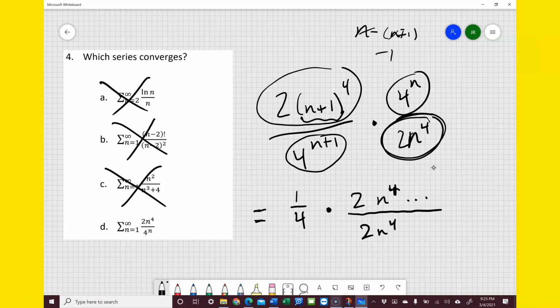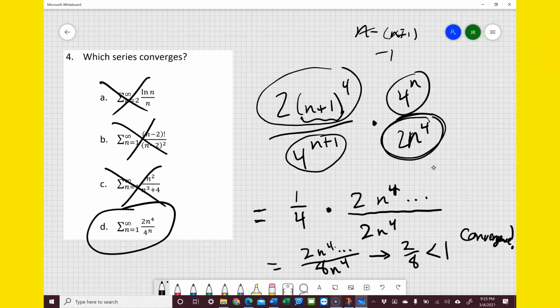Now, that 1/4 is going to play a major role, because if I multiply the 1/4 by this thing, it's just 2n to the 4th, blah, blah, blah, over 8n to the 4th. And now the degrees are the same. So if n gets big, it's going to go toward the ratio of the leading coefficients. This is going to go toward 2/8, which is less than 1. Therefore, convergence. Yay. Party time. D is the answer.